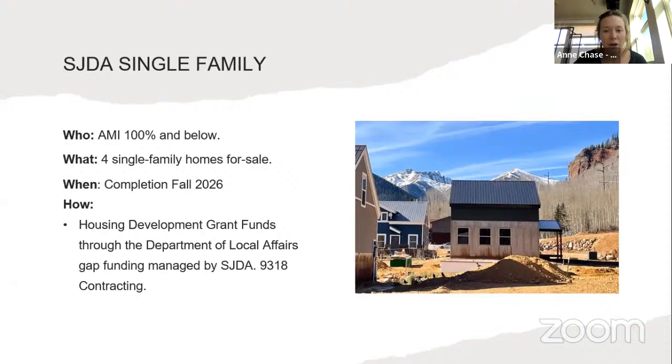4 single family homes, all have been spoken for through the San Juan Development affordable lottery, and completion is expected anywhere between fall 2024 and fall 2025. So a bit of a typo there. And this is through a grant through the state. But these are, again, our single family homes. Next slide, Lucy.